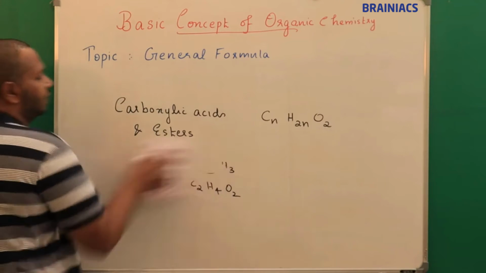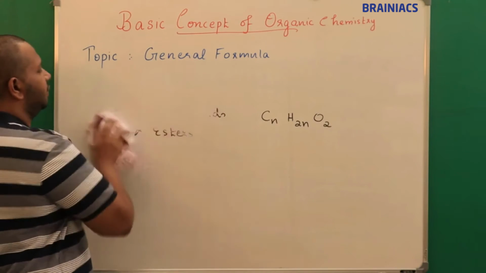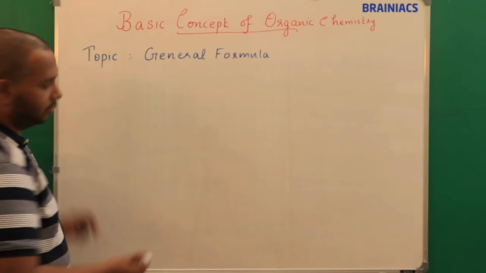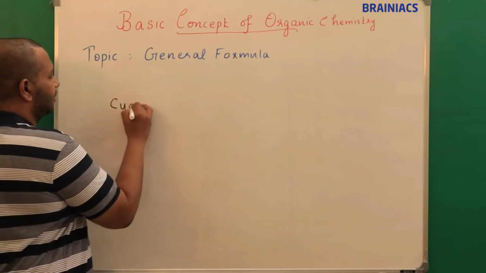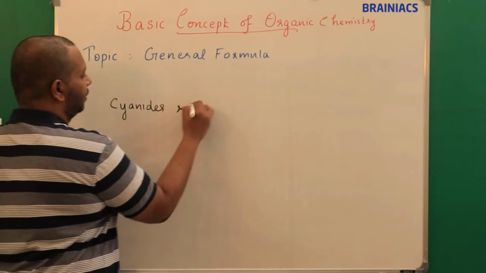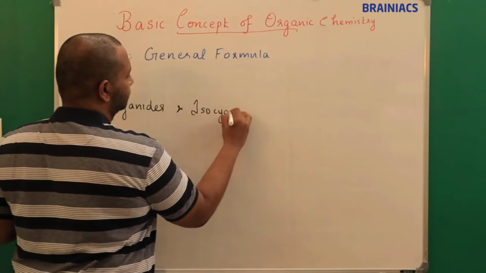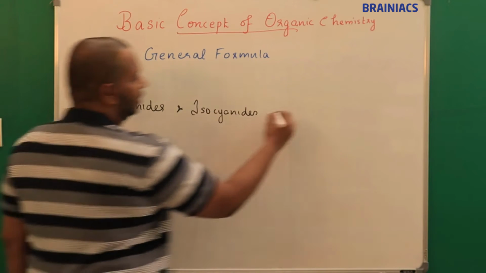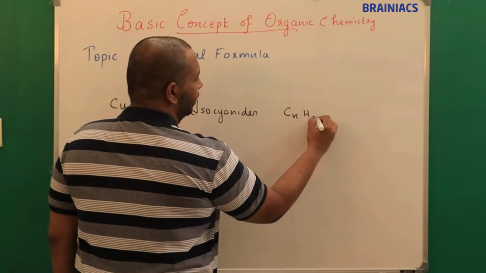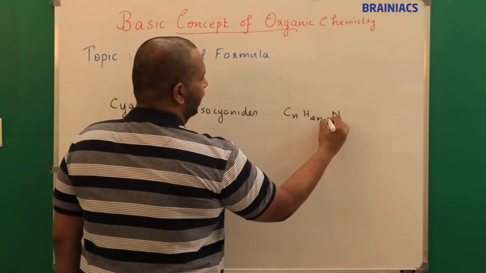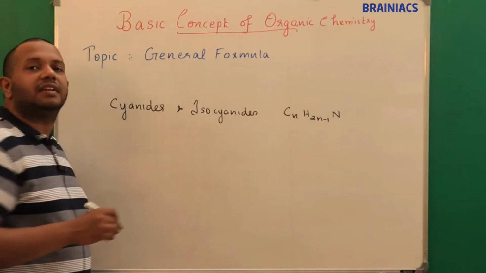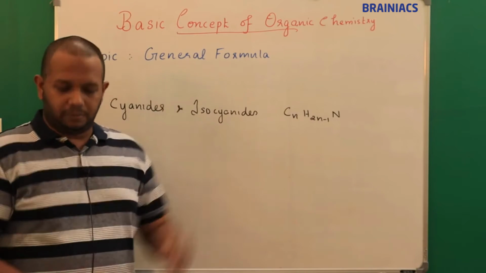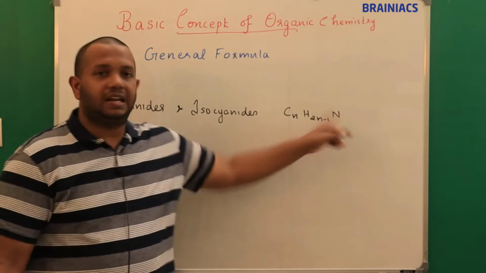Okay. Next we will see some of the unimportant functional groups that are not in your syllabus, but we will try to put them also. First one is cyanides and isocyanides. For cyanides and isocyanides, the general formula is CnH2n-1N, and we know that in cyanide a nitrogen is present in the functional group. So the general formula is CnH2n-1N.